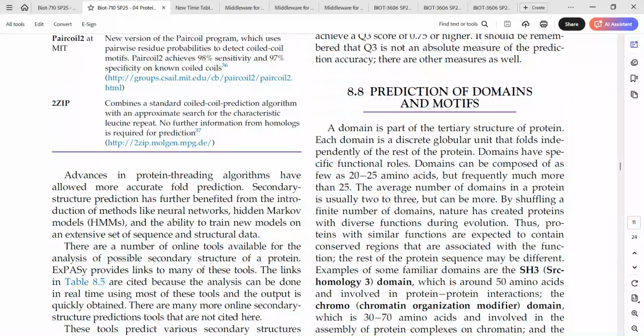Prediction of domains and motifs. A domain is a part of the tertiary structure of the protein. Each domain is a discrete globular unit that folds independently of the rest of the protein. So overall in a protein there are structural regions, and as their existence becomes known, we can get a better understanding of the function of the protein.